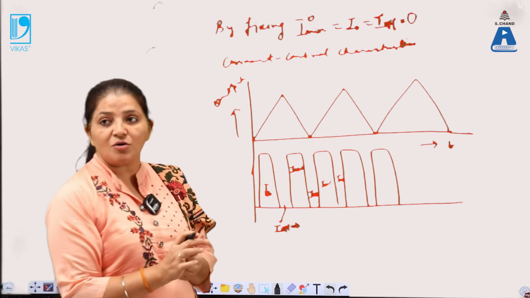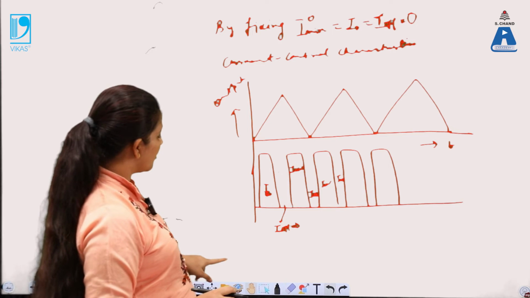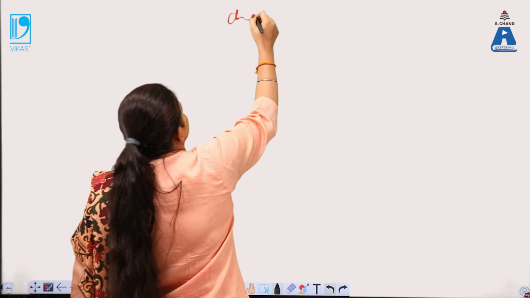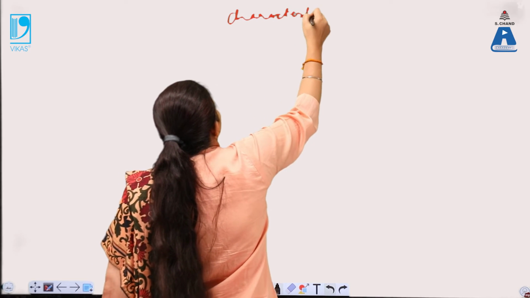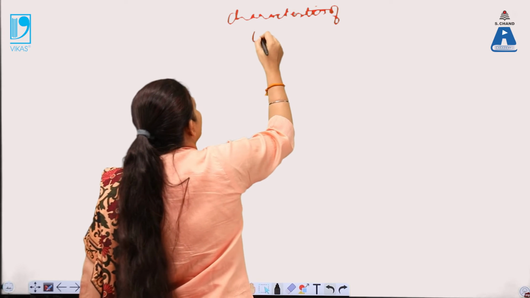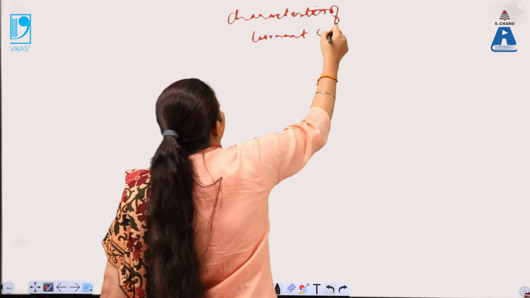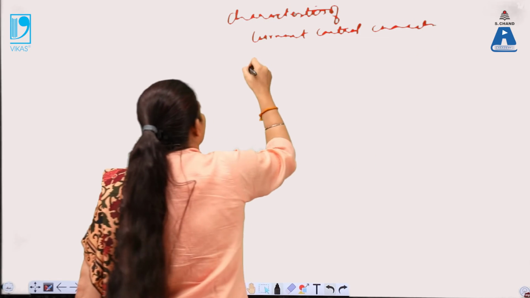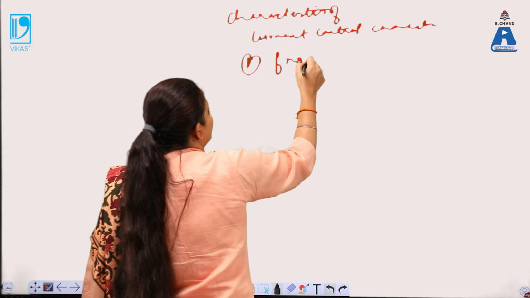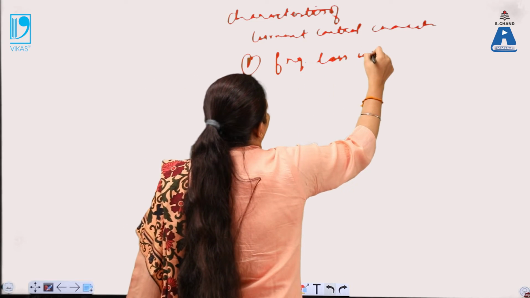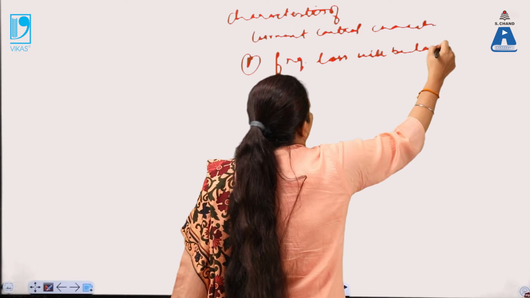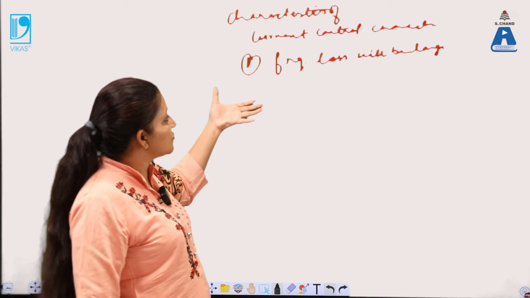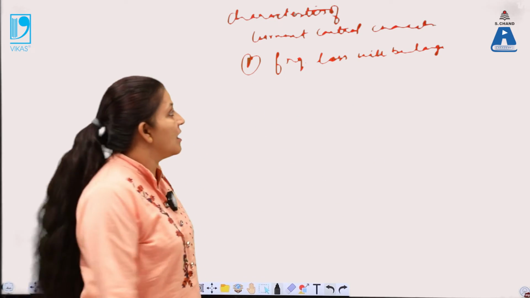Now for the constant current control, for this current control characteristics, there are some features. Now what are the characteristics or features of this current control characteristics? Features are, number 1, the frequency loss will be very large. Now we understand the way how we can make this I minimum 0. So that's why this frequency loss will be very large.